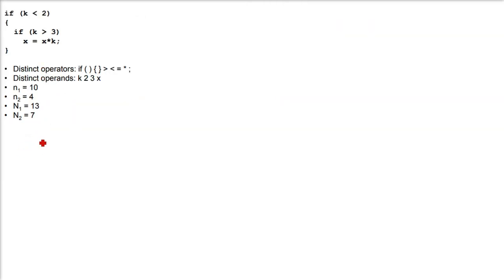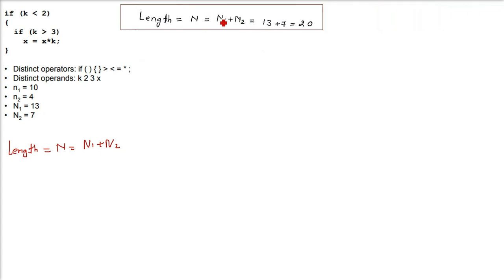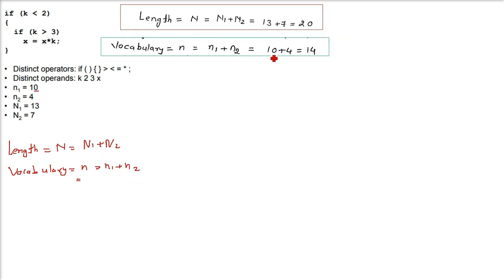The first thing we will find is the length. Length is denoted here by capital N, which is equal to capital N1 plus capital N2. We know already 13 and 7. So N1 plus N2, 13 plus 7, is 20. Now coming to vocabulary. Vocabulary is small n, and this will be computed by small n1 plus small n2. Small n1 is 10, small n2 is 4. 10 plus 4 is 14. So this is the computation of vocabulary.